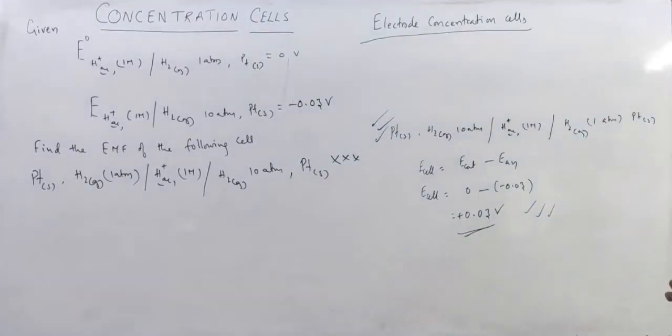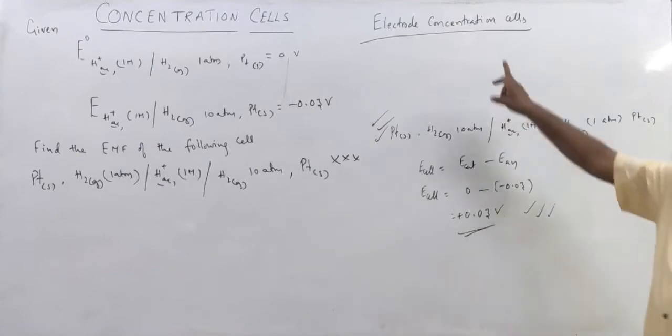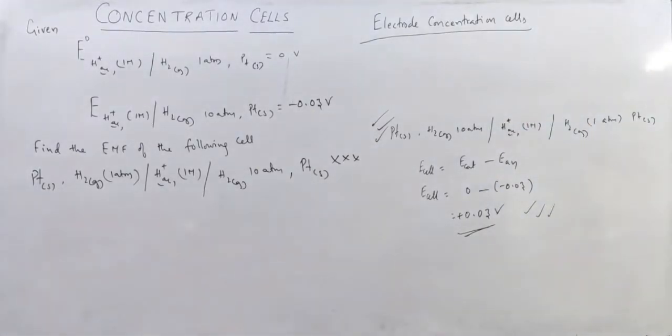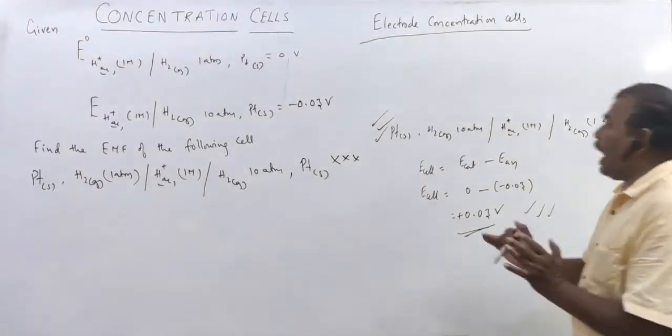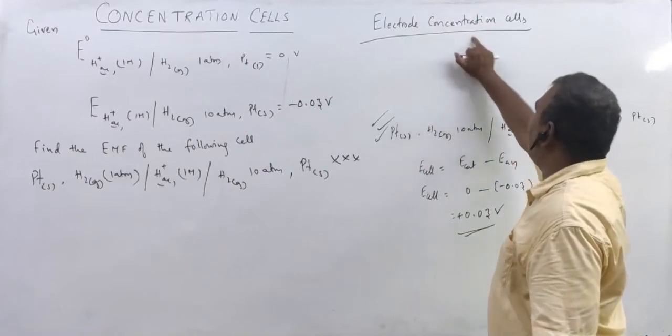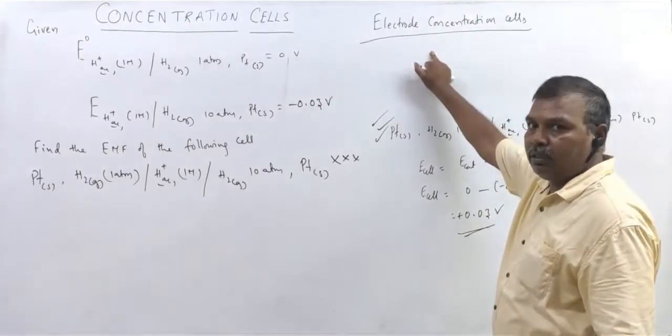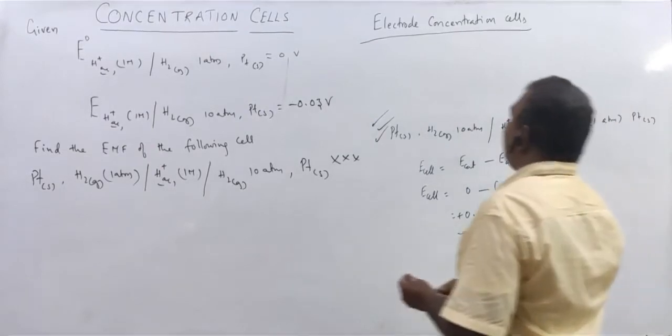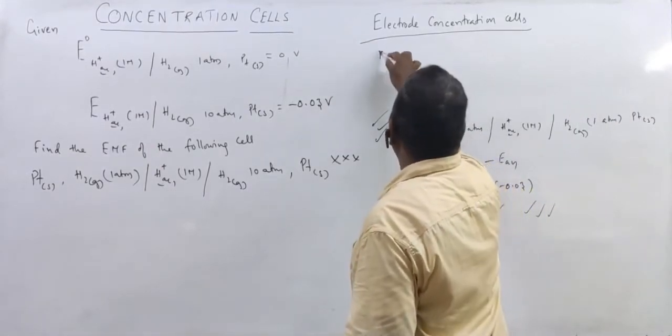Electrode concentration cells. For electrode concentration cells, generally they have gaseous electrodes. Generally, gaseous electrodes come under this, because metal electrodes, irrespective of their quantity, are solid, therefore the active mass is 1. So only gaseous electrodes come as examples for electrode concentration cells. Is it clear?